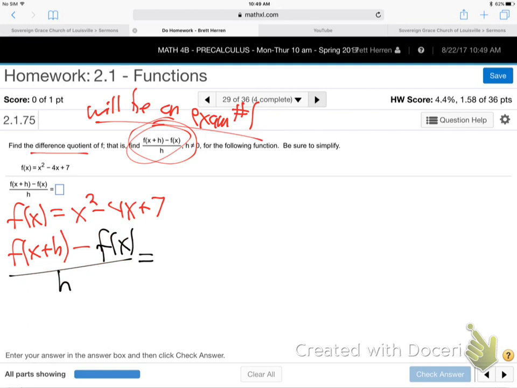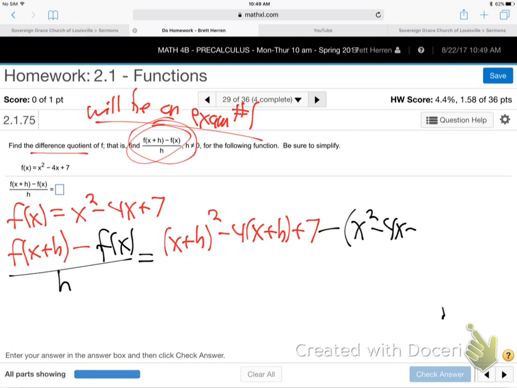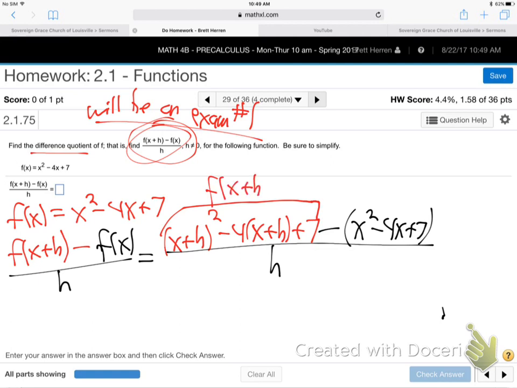So here we go. F of x plus h. That means take the function and plug in x plus h. And then minus all of f of x, all over h. Everybody see that? So in other words, this right here is f of x plus h, and this right here is f of x. Everybody good right there? F of x plus h minus f of x all over h. Again, this is called the difference quotient.